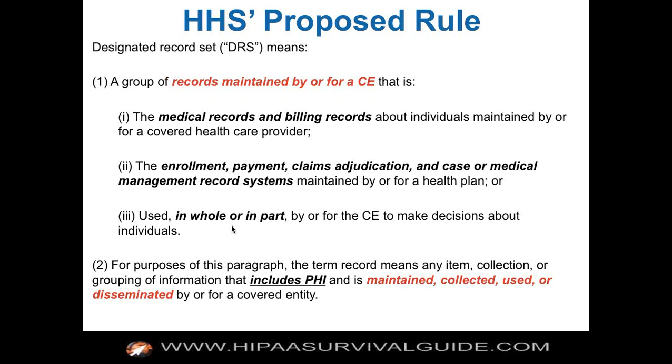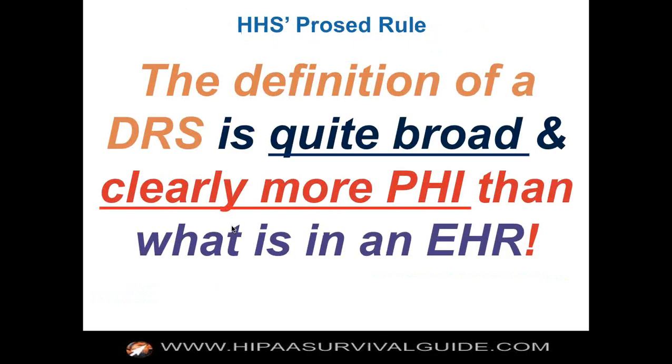It expands the amount of PHI that might be subject to fulfilling a disclosure request. So for purposes of this paragraph, the term record means any item, collection, or grouping of information that includes PHI and is maintained, collected, used, or disseminated. It's really, really broad, and it's clearly broader than what is in an EHR. So despite the fact that HHS appears to want to help the industry resolve this problem, they just expanded it potentially.